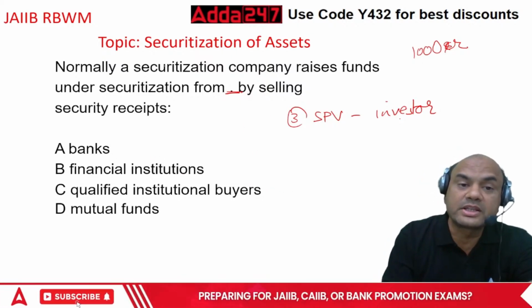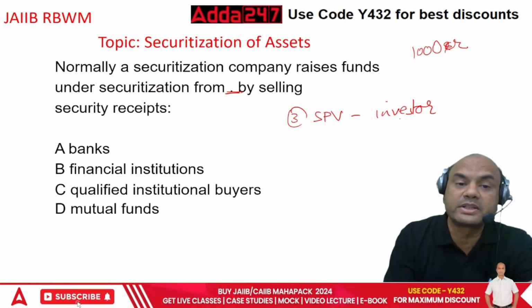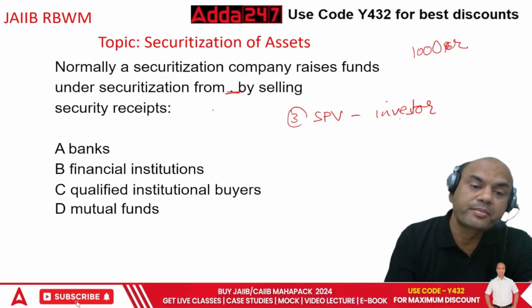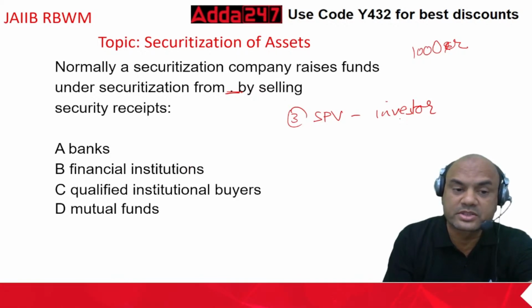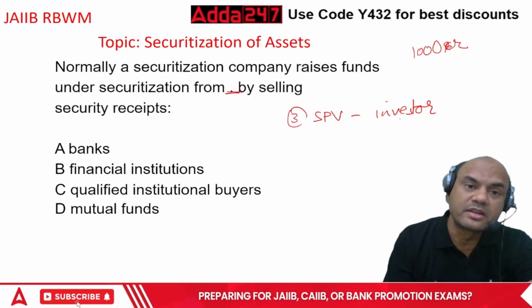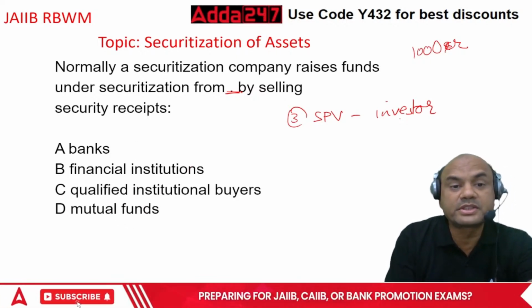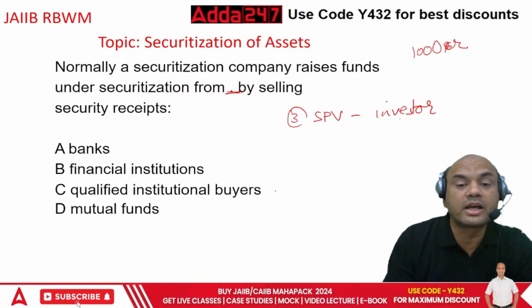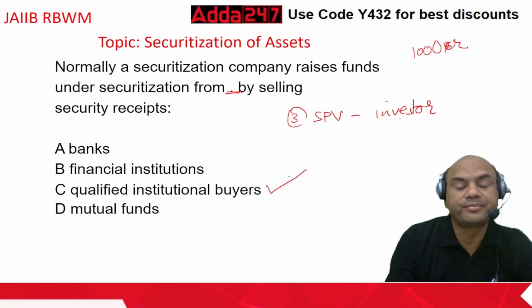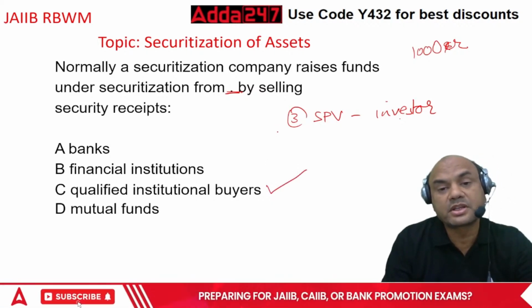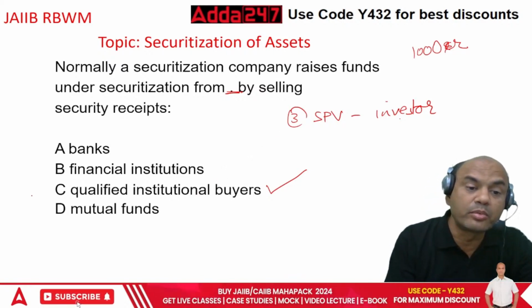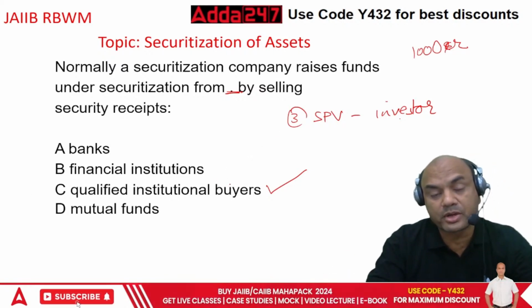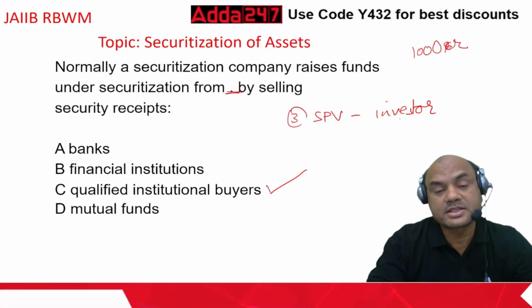So the question is, a securitization company raises funds from whom? Is it from financial institutions, from QIBs, or mutual funds? Are mutual funds allowed to invest in securitization? Generally no. So the answer over here is QIB, qualified institutional buyer. That's why I explained this term more, because QIB is an important part of securitization.